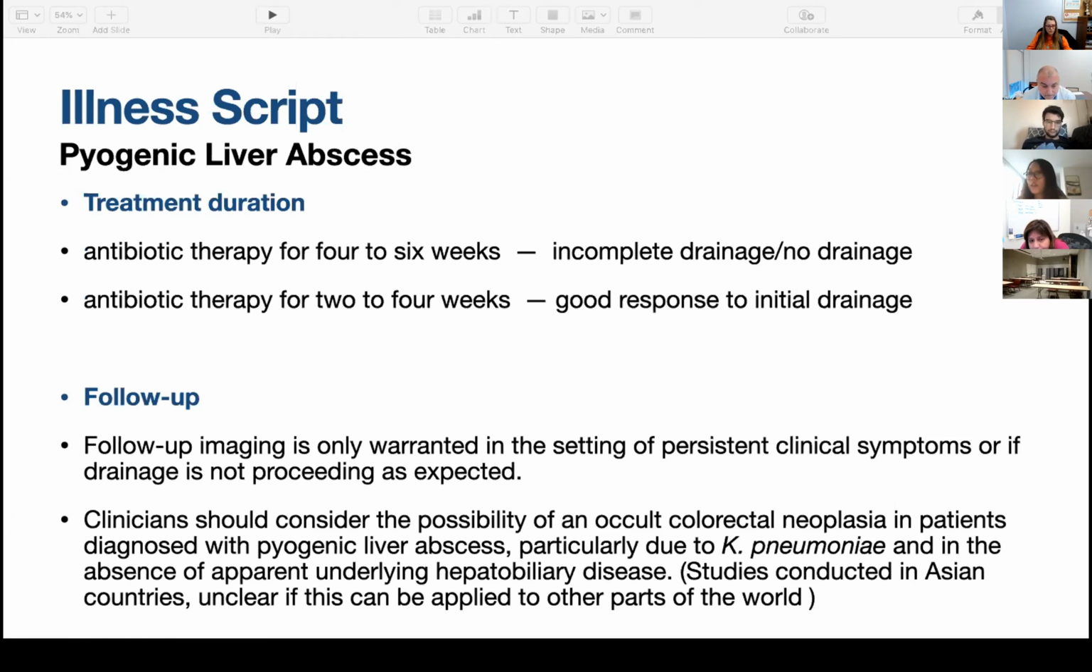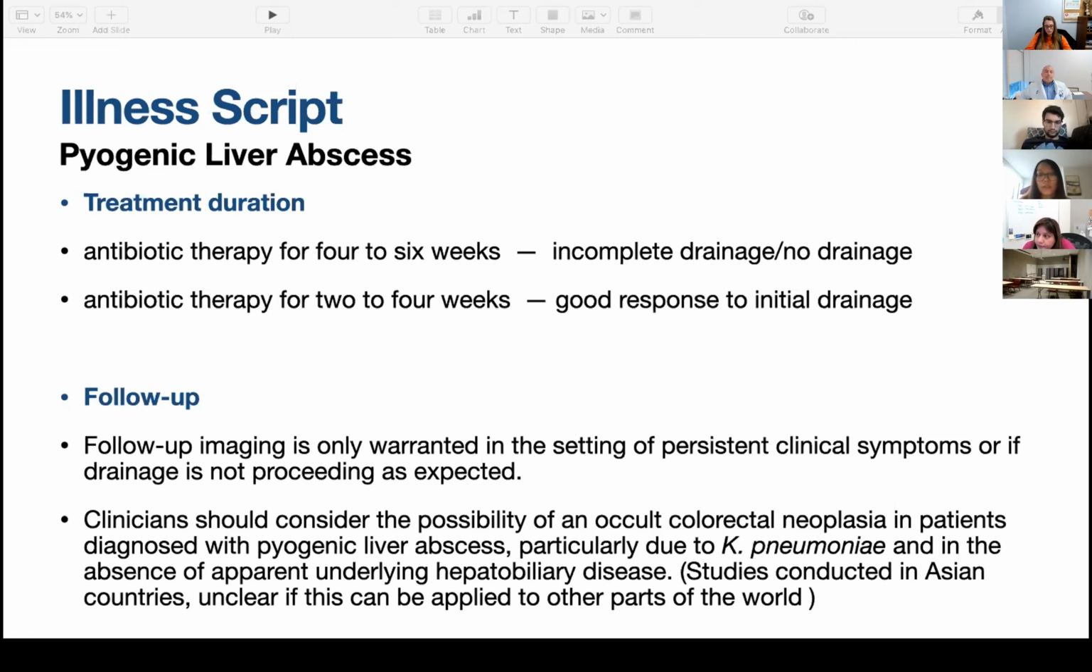And the treatment duration is usually prolonged for patients who didn't have complete drainage or who didn't have drainage at all, needing to be between 4 to 6 weeks. And if the patient had drainage and had a good response to it, the antibiotics course can be reduced to 2 to 4 weeks. And follow-up imaging is usually not warranted, only in the setting of persistent clinical symptoms or if the drainage did not go as well as expected, because the abscess doesn't resolve that fast on imaging, so it's difficult to use it as an assessment.